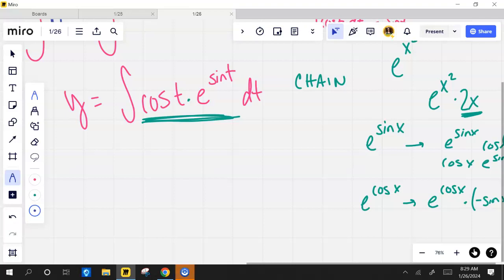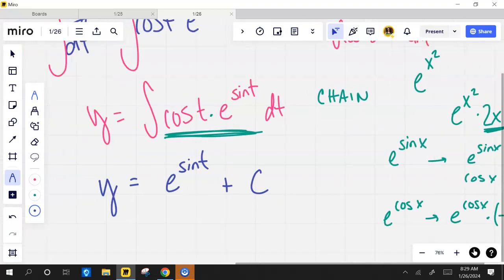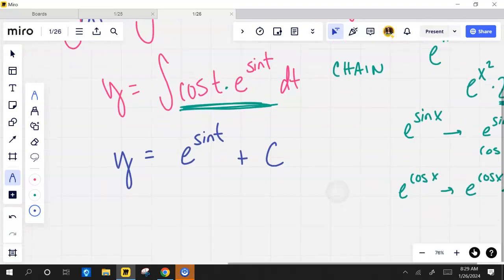Yeah, just tell us the answer. Okay, so the answer, well, we just did, right? The answer is going to be e to the sine x, or e to the sine t, and then plus my constant. They just cancel out.